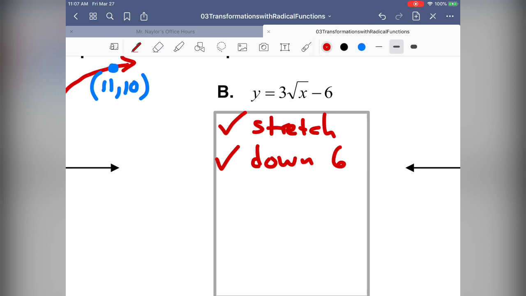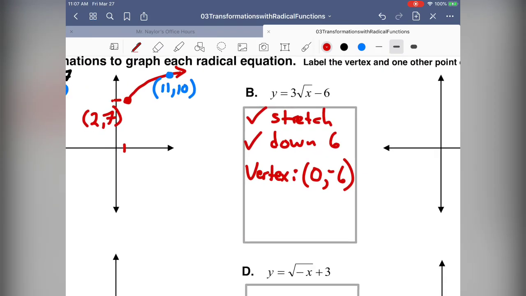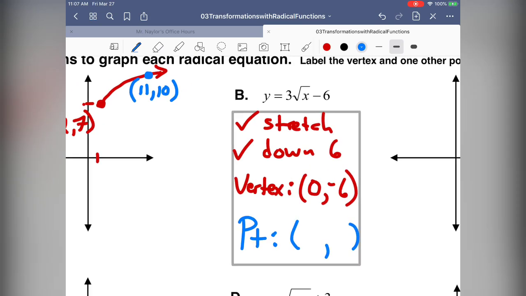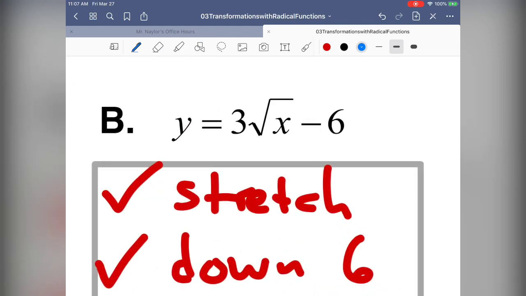Now, you notice, I hope, that there's no number on the inside. Since there's no number on the inside, what that means is that my vertex did not move left or right. So that means my vertex is still at x = 0, but since it shifted down 6, it's going to be at (0, -6). Now, I can think about another point right now. Remember, it can be any point, but it can't just be any numbers. It has to be numbers that fit with this equation. And so I ask you, what number would you like to take the square root of?